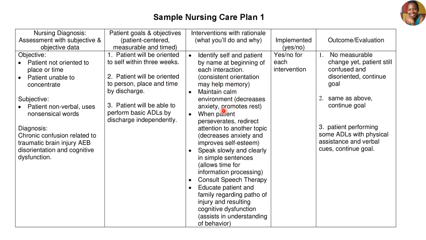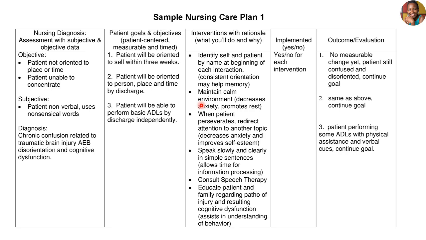You can generally just state all of them. You don't need to break them down all the way to the goals and objectives. You can generally put interventions targeting the whole diagnosis. So in this case, this lady has identified self and patient by name, or that is calling the patient by name. Why is this person doing that? Because they want to create consistent orientation that may help memory.